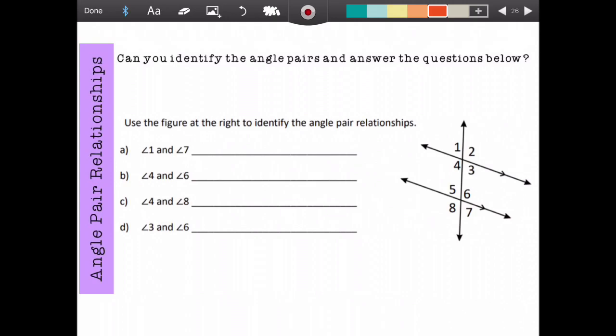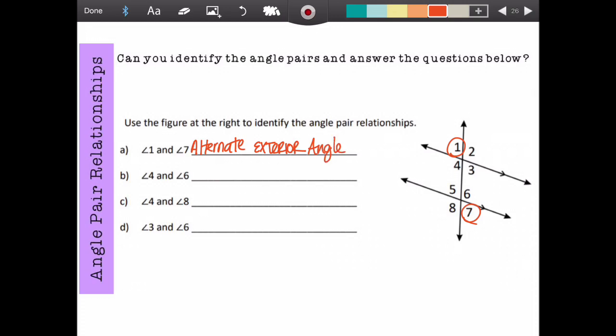So angle 1 and angle 2, or I'm sorry, angle 7. So we're looking here and here. I can already tell they're on the outside of the parallel lines, so they're going to be exterior. Now I just need to figure out if they're on the same side of the transversal or opposite sides of the transversal. In this case, one is on the left and one is on the right. So that means they're on opposite sides of the transversal, or they are alternate. All right, so these are alternate exterior angles.